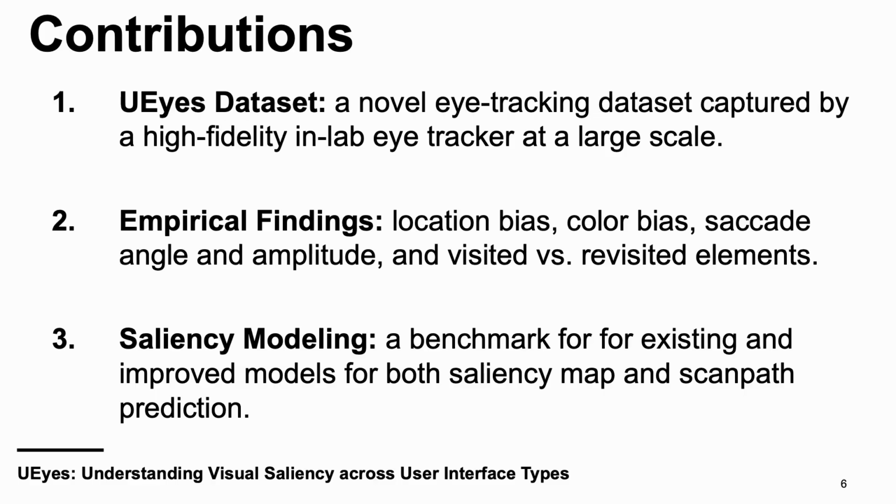In this project, we first collected UEyes, a novel large-scale eye tracking dataset captured by a high-fidelity in-lab eye tracker. Based on the collected data, we systematically compared user viewing behaviors and analyzed the dataset regarding different factors. We then further compared existing predictive models for saliency maps and scan paths on how well they perform across the UI types, and made improvements to existing models informed by our data.